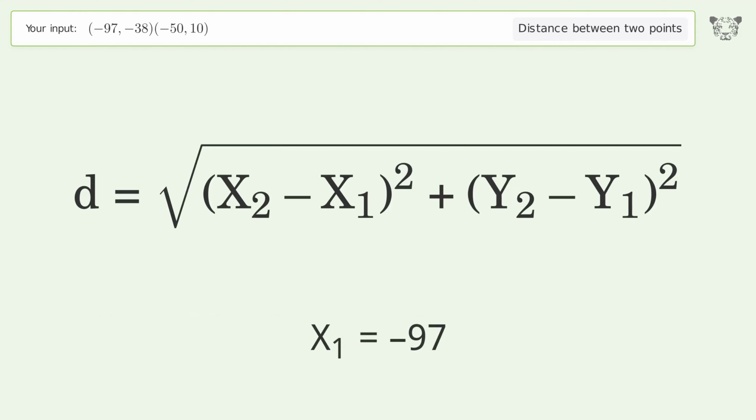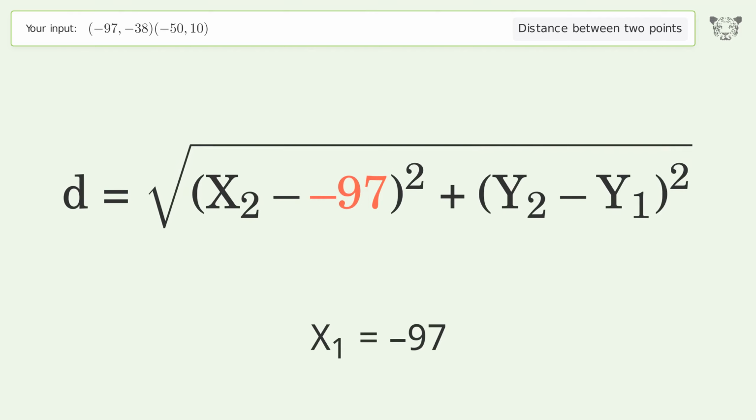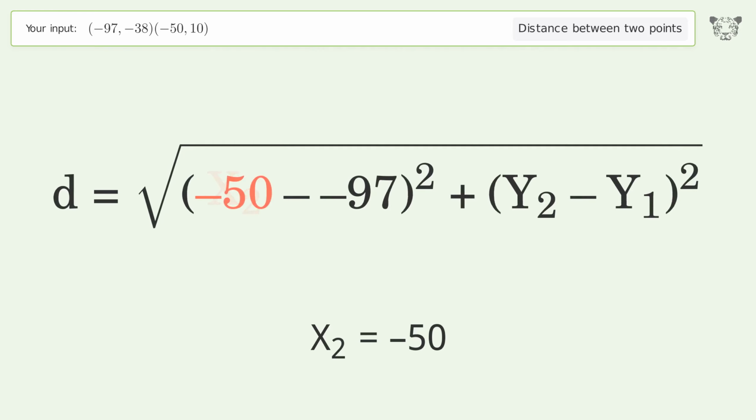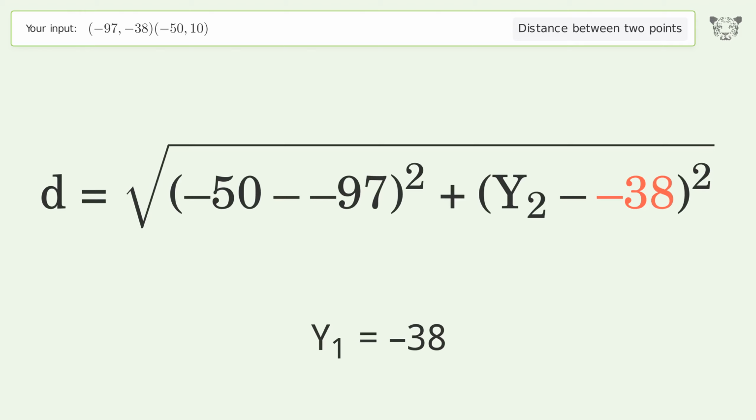x1 equals -97. x2 equals -50. y1 equals -38. y2 equals 10.